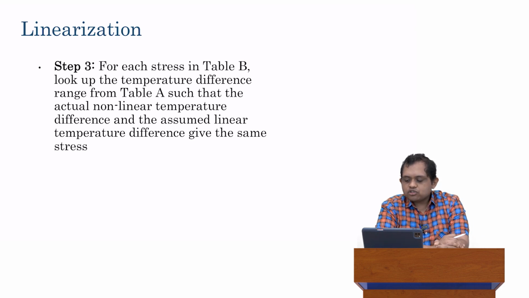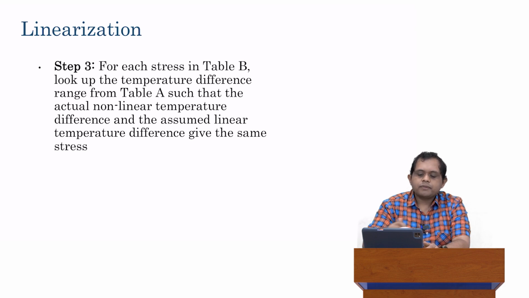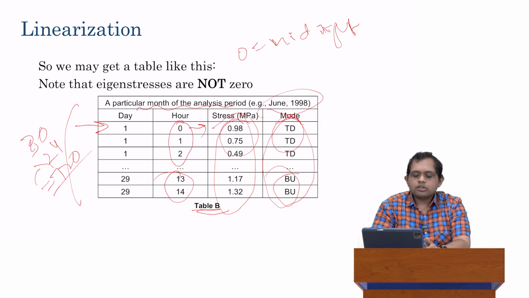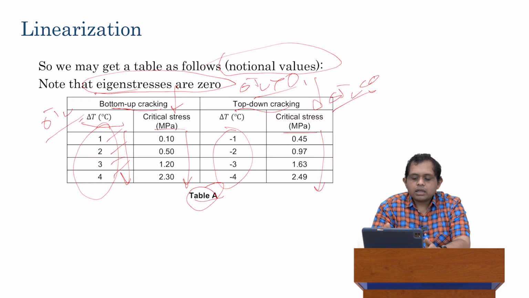Step 3 is actually the most innovative step. This is where we start combining our actual traffic with the observed distributions. So step 3 and step 4 is when we start bringing both of them together. The stresses in table B are for the actual temperature distributions. They do include eigenstresses, so the eigenstresses may not be 0 in this case, whereas for table A, the eigenstresses are always going to be exactly 0.